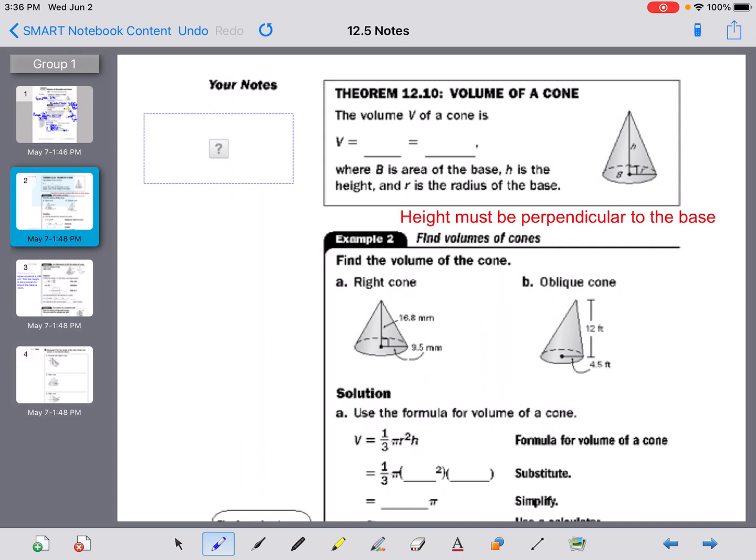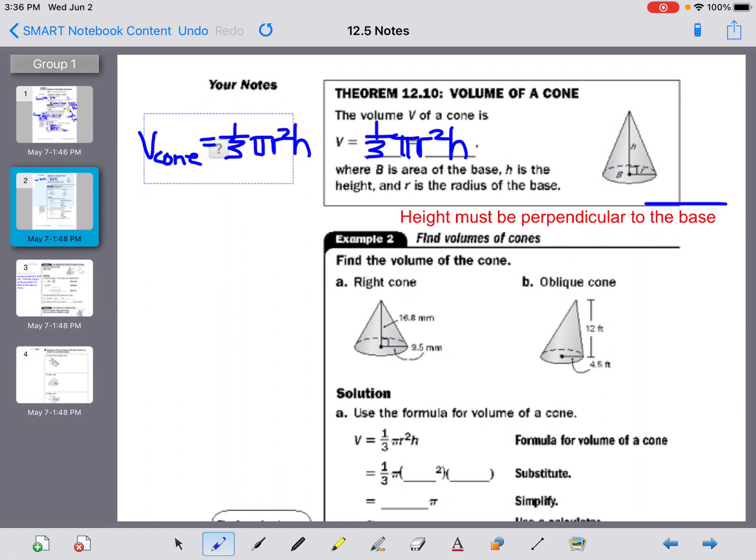So just like our earlier one, we're going to do 1/3 pi r squared h, because if you remember from our volume of a cylinder, it's pi r squared h, so now we're 1/3 pi r squared h. So on your formula sheet, you want to write volume of a cone, and it is 1/3 pi r squared h. And this works for all of them. We don't have to worry.